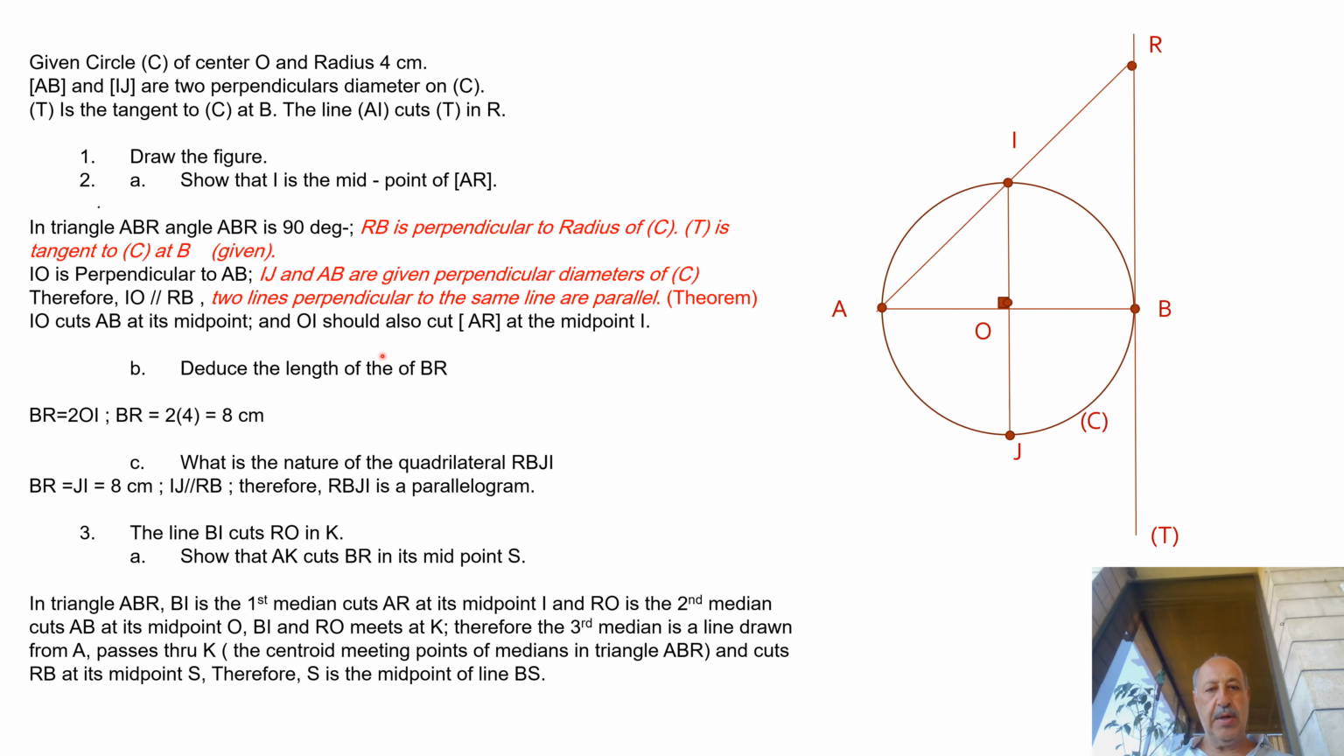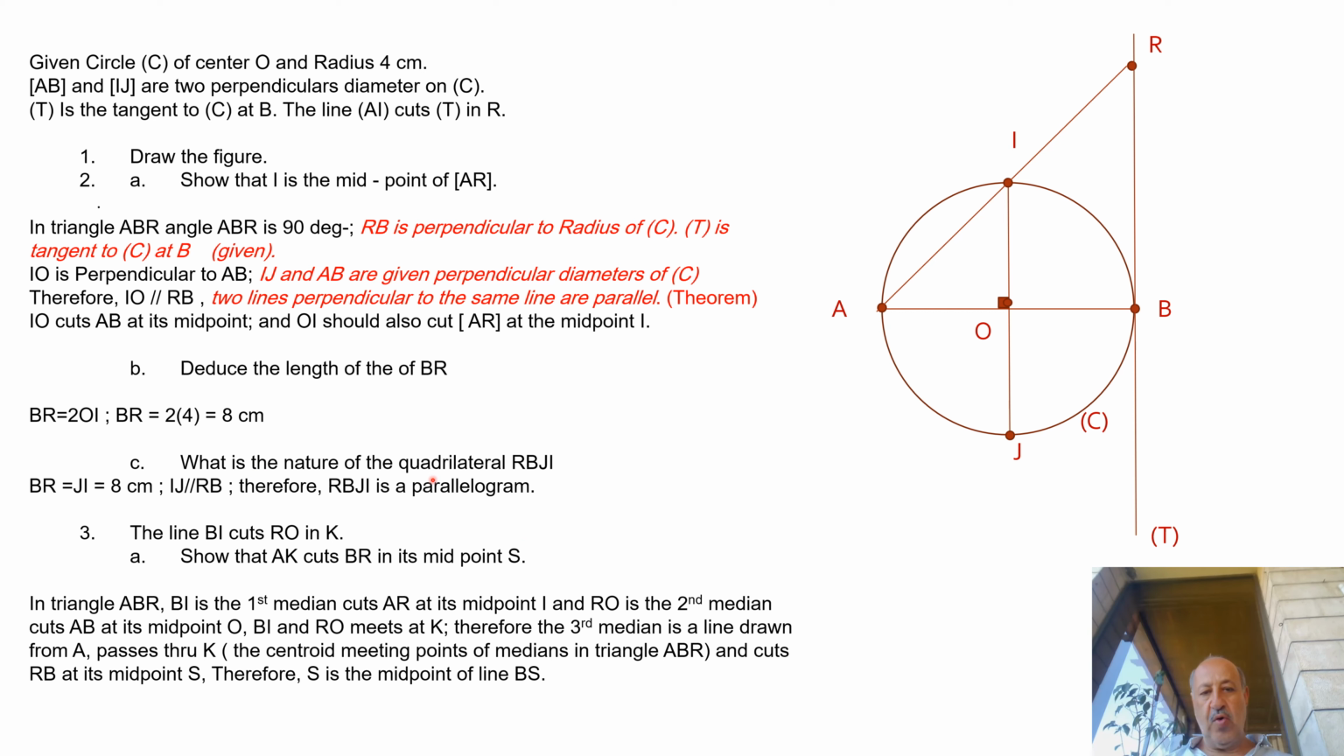Good. So deduce the length of the line BR. The next question is to deduce the length of BR. BR is 2 times OI. So if OI is 4, BR is 2 times 4, which is equal to 8 centimeters.